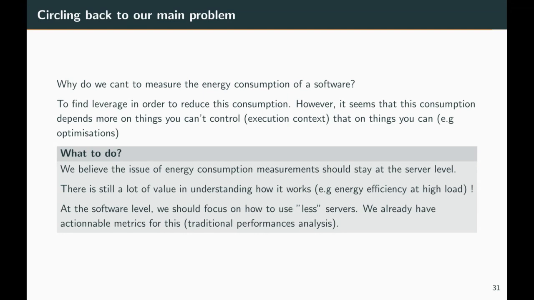However, it seems that this consumption estimated by the models depends more on things you can't control, such as the execution context, than on things you can control, like optimization. You can control what your application is doing, let's say by reprogramming the application, but you can't really control where your application will be executed on the cloud, or the applications managed by other clients of the cloud. To have perfect control, you would need to execute every application on a different server. Okay, maybe. But as we saw, there's plenty of value in trying to execute as many applications as possible on a low number of servers.